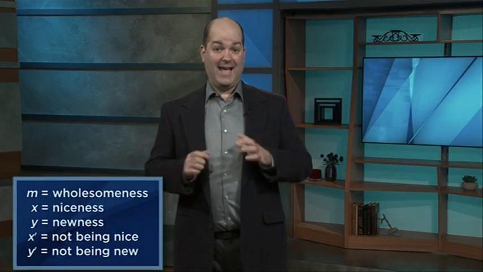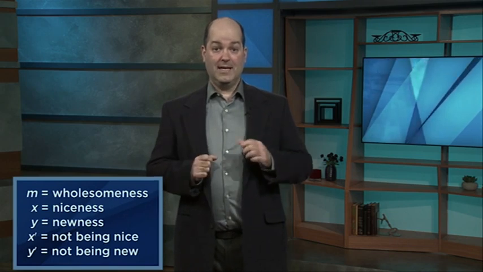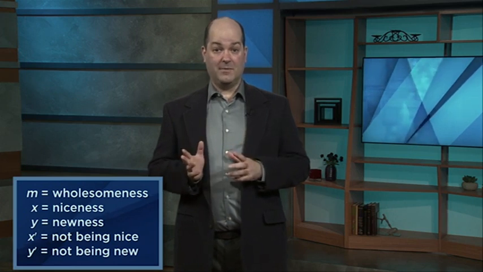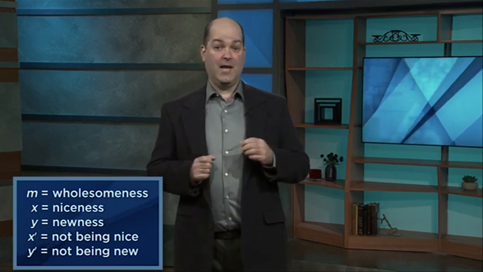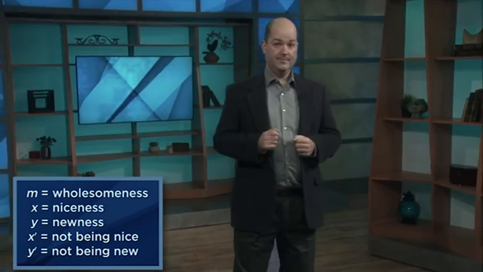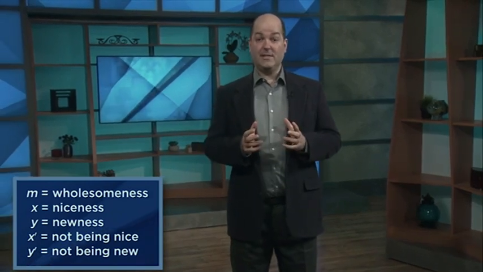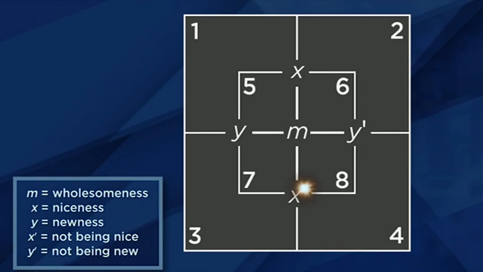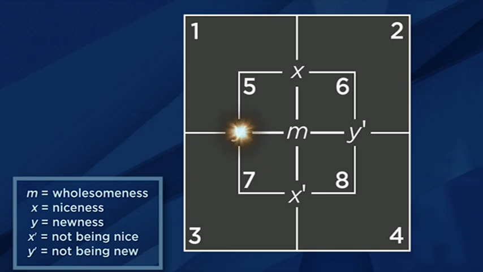In Aristotelian logic, the term that appears twice in a syllogism is called the middle term. So Carroll used the letter M to represent it. In our puzzle, M represents wholesomeness. He then used X and Y to represent the other terms, so we will say that X represents niceness and Y represents newness. He then urged his readers to produce a diagram like this. We use the prime symbol to represent not having a property. So, if X represents being nice, then X prime represents not being nice. And if Y represents being new, then Y prime represents not being new.